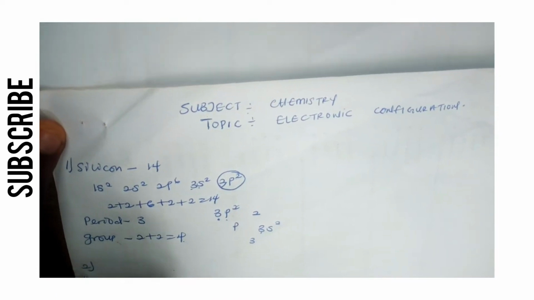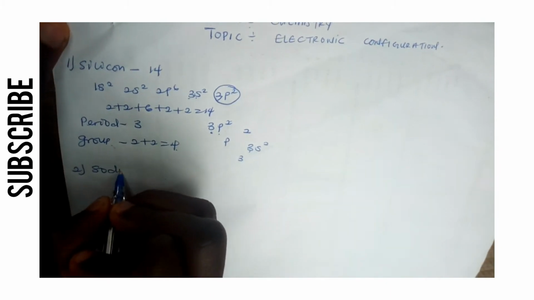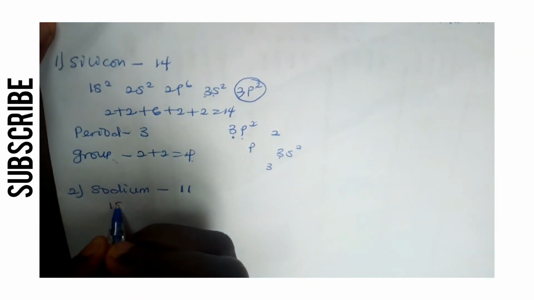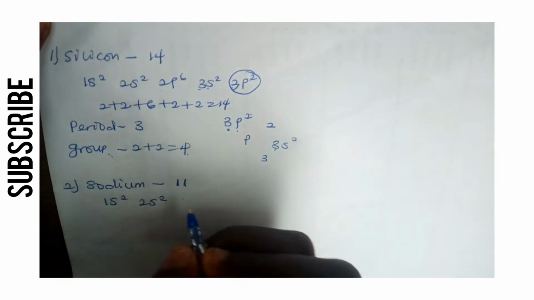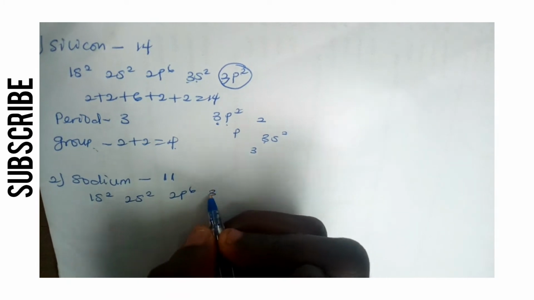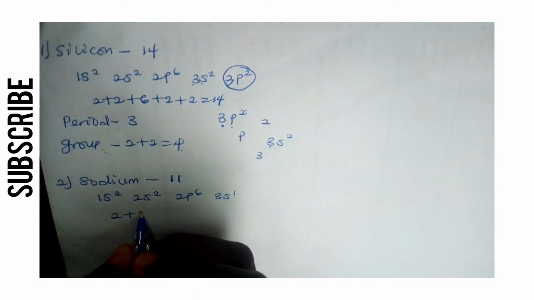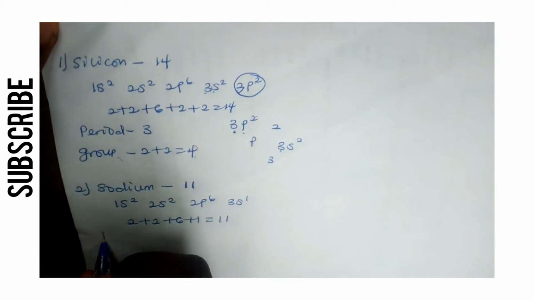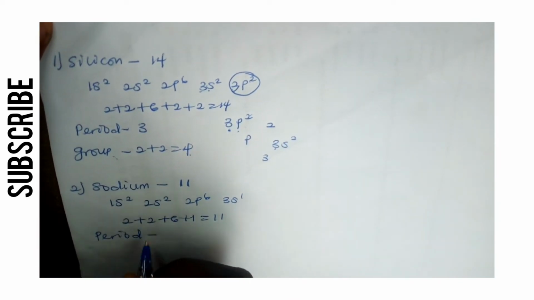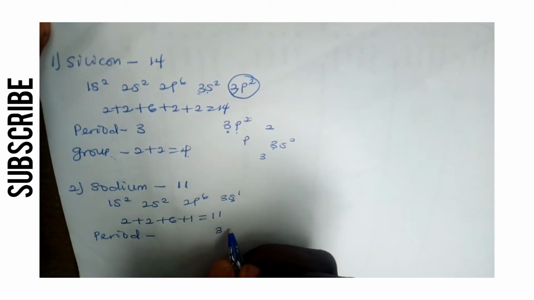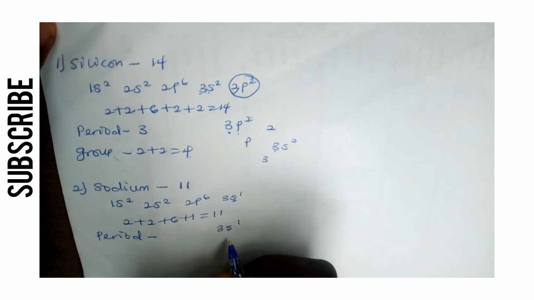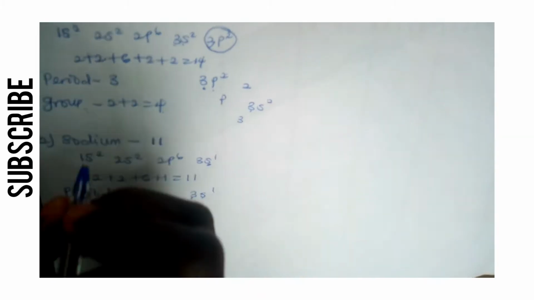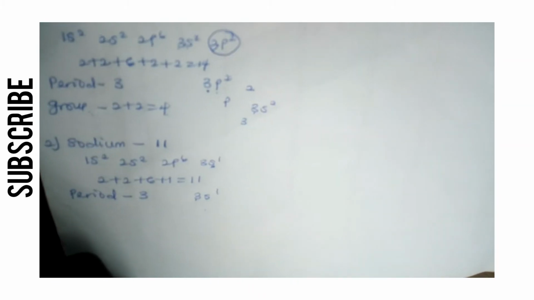Let's take another example. Sodium. Sodium has an atomic number of 11. Therefore, 1s2, 2s2, 2p6, and 3s1. Where 2 plus 2 plus 6 plus 1 is equal to 11. To get the period sodium belongs to in the periodic table, take a look at the last orbital, 3s1. The alphabet here is S, which is the block, but the coefficient of the alphabet is 3. Therefore, sodium belongs to period 3 in the periodic table.